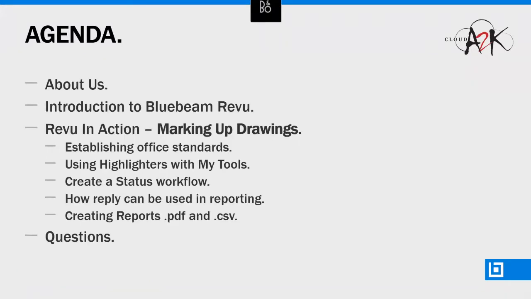So what we'll do first, I just want to explain a little bit about Cloud A2K, then jump into a brief introduction to Bluebeam. And then we'll get into the nitty-gritty when it comes to the marking up of drawings. Now, I've got two processes I would like to go through today. One's essentially establishing some office standards based on traditional methods, using highlighters and pens, and then a secondary way of actually using some statuses as a part of our workflow instead.